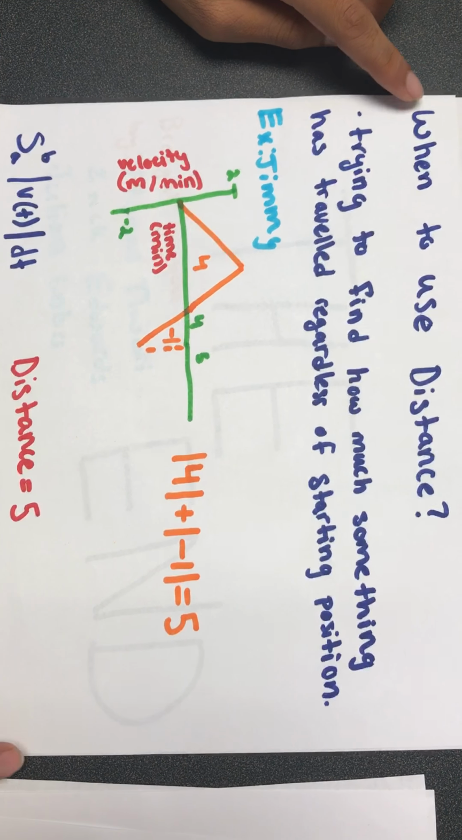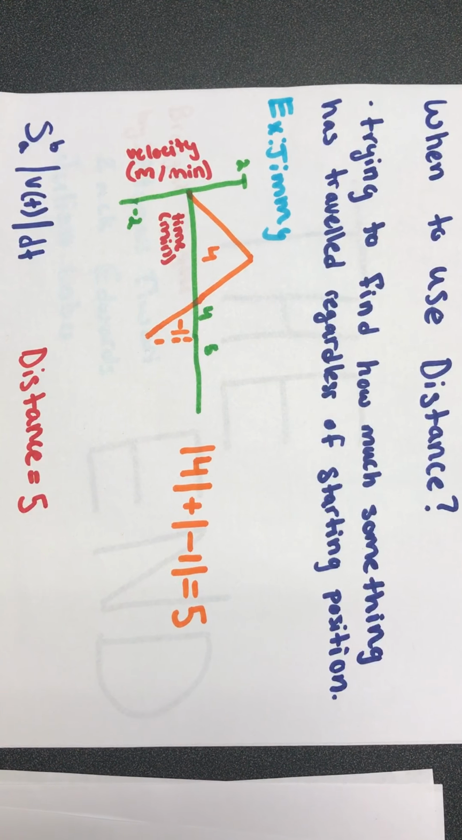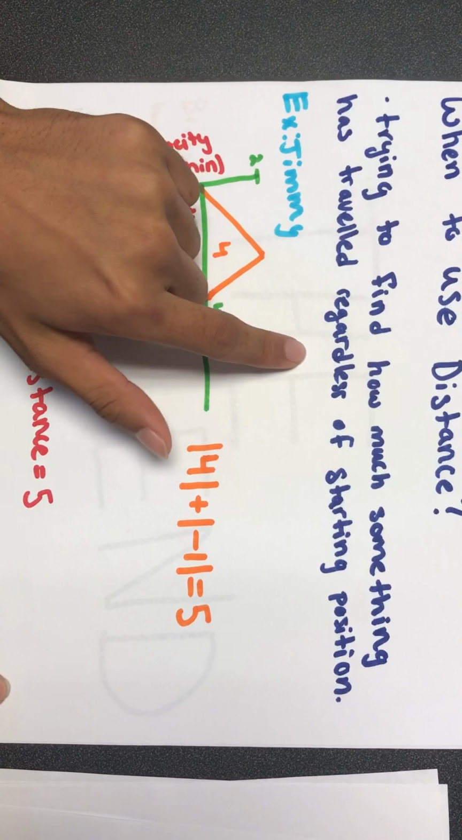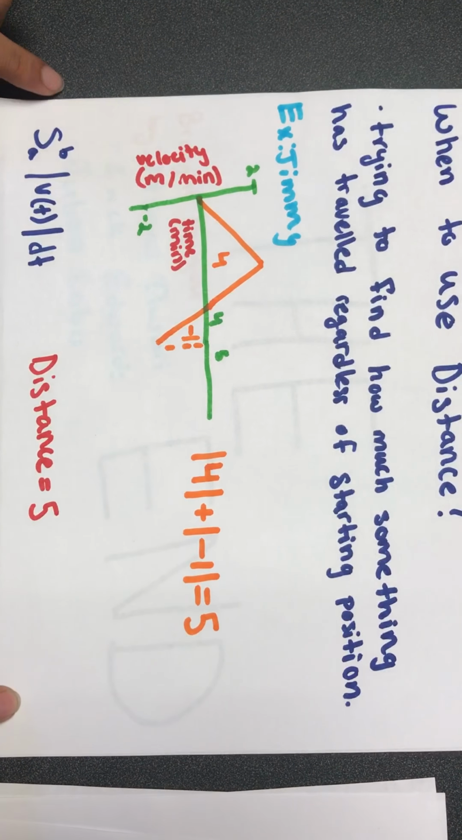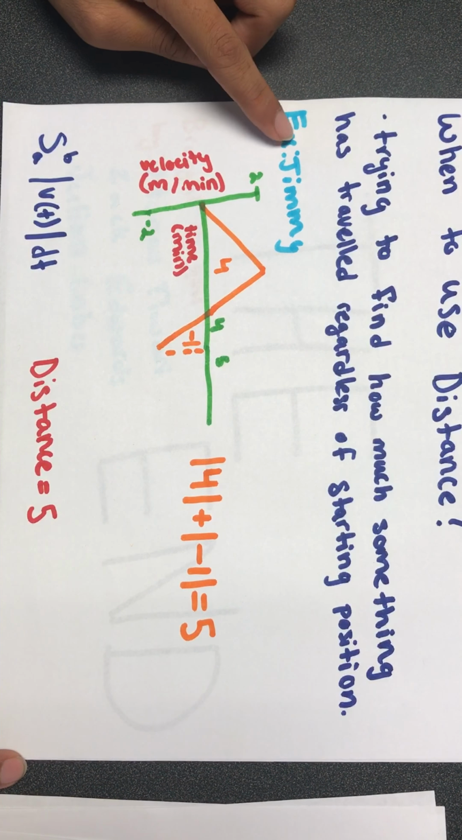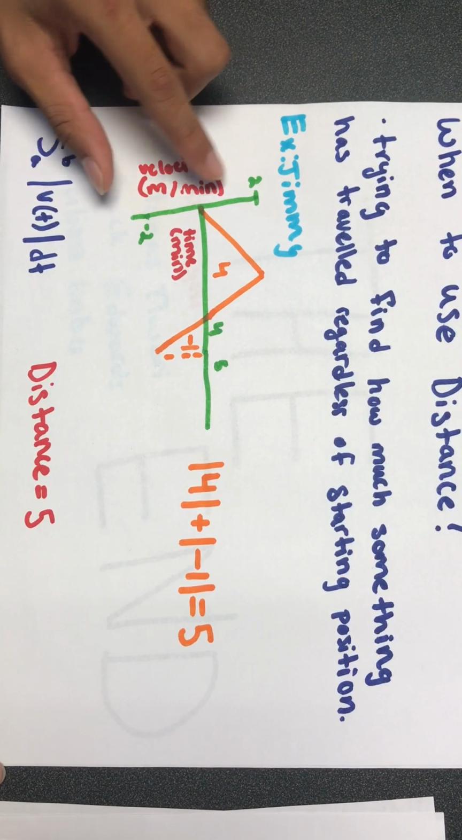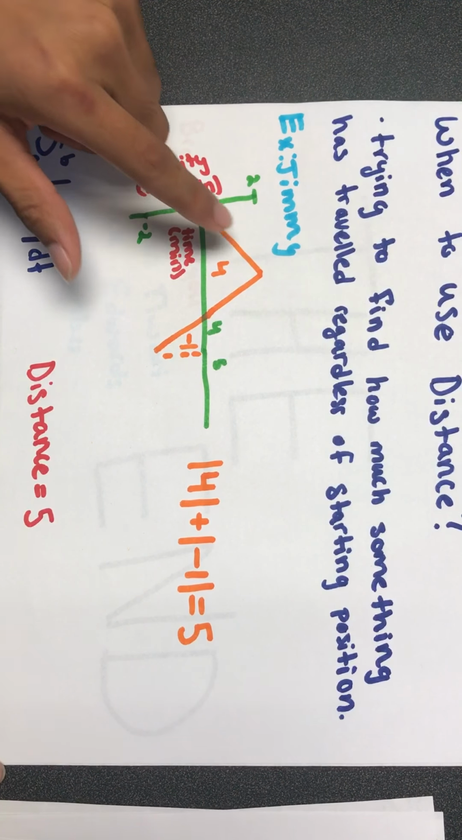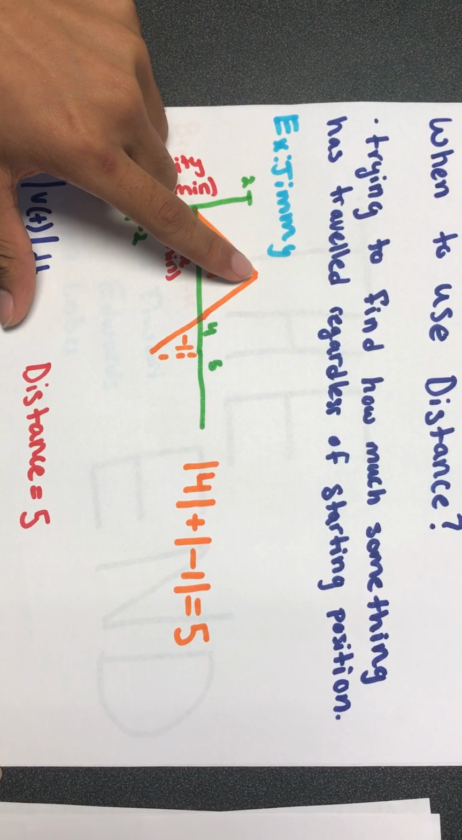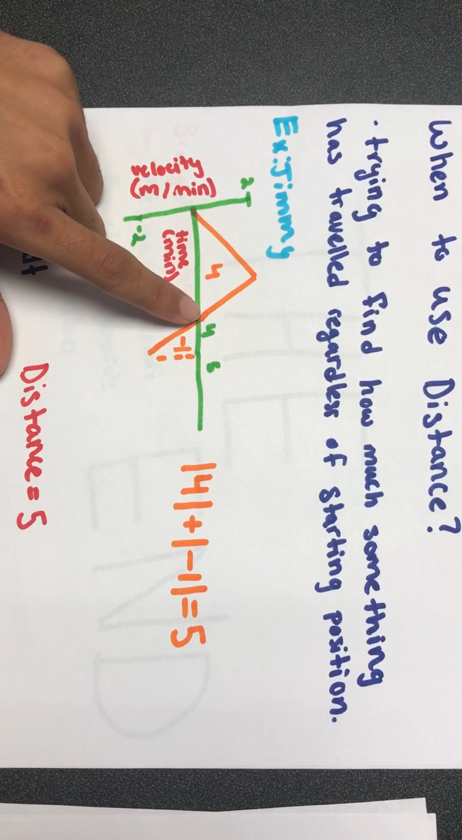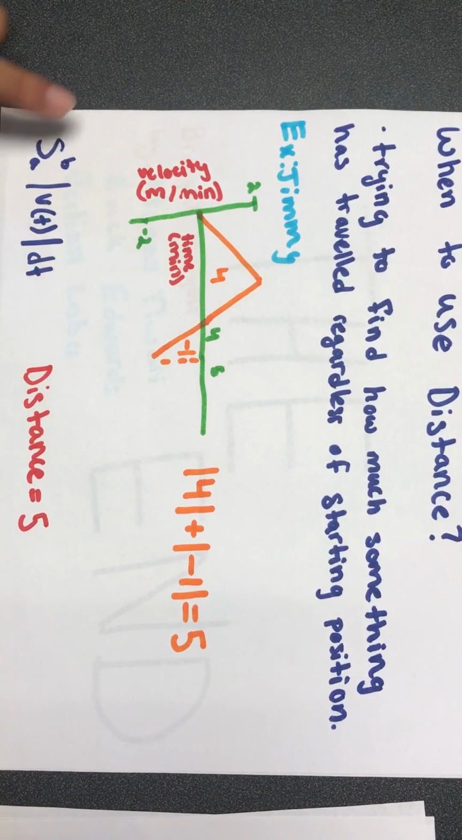So when do you use distance? You use distance when you are trying to find out how much of something has traveled regardless of starting position. Let's use the same example of Jimmy. And using the same velocity graph, we know that he starts at home, heads towards school, realizes he forgot his backpack but is still going towards school, and at this point, he turns around and heads back home.